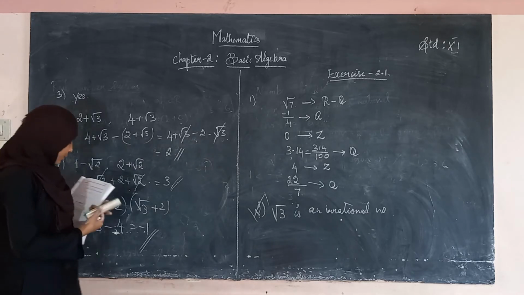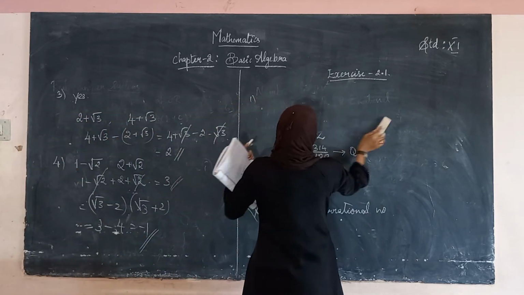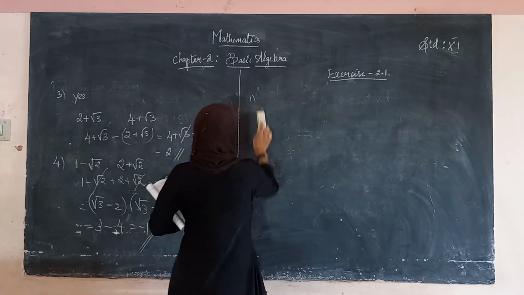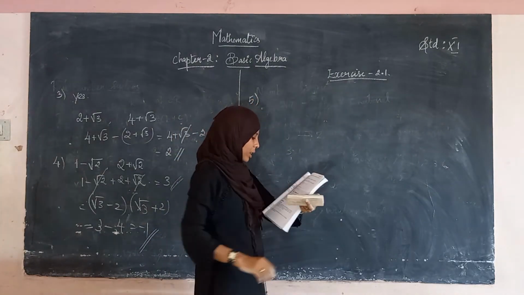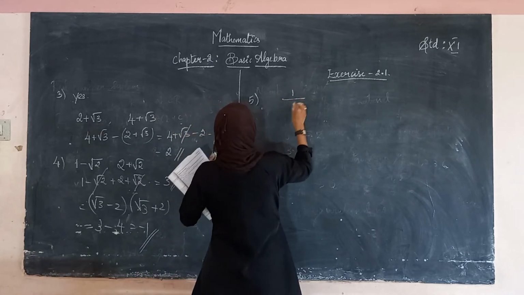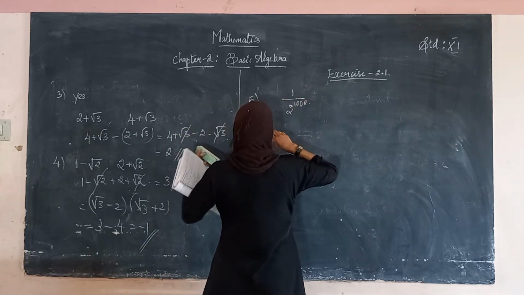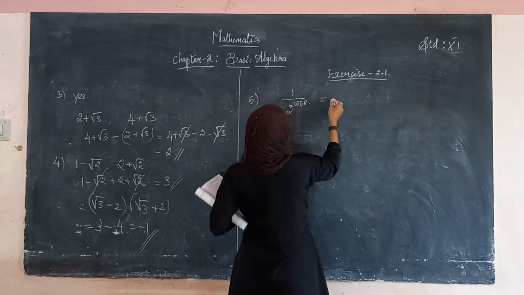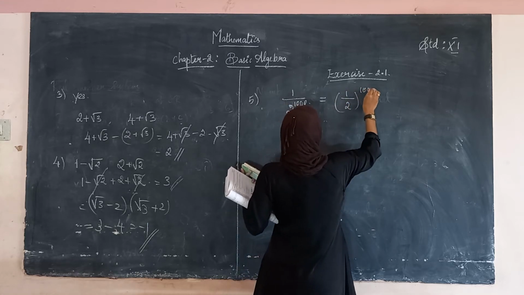Now, the fifth sum. What's the question they have given? Find a positive number smaller than 1 divided by 2 power 1000. We have to find a number smaller than this. First, let us simplify this. This can be written as 1 divided by 2, the whole power 1000.